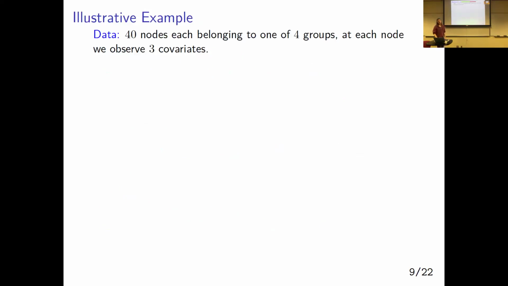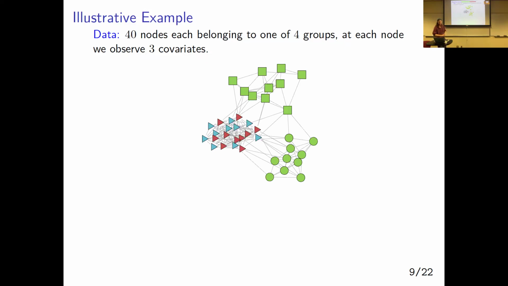Okay. So that was the model. Let's just do a simple example. Let's talk about a network. There's 40 nodes. Each node is going to belong to one of 4 groups. And then at each node, we're going to observe 3 covariates. Okay, so here's a little figure.